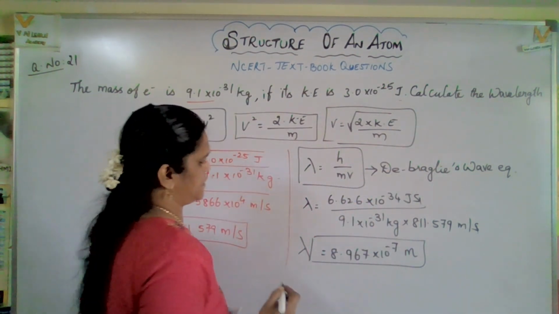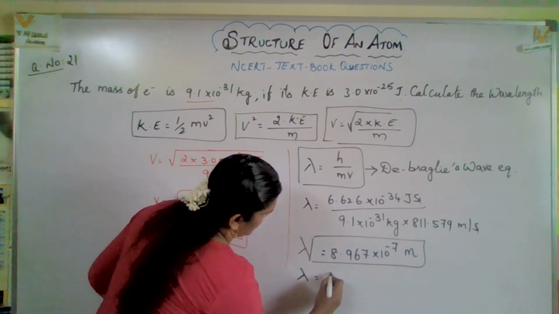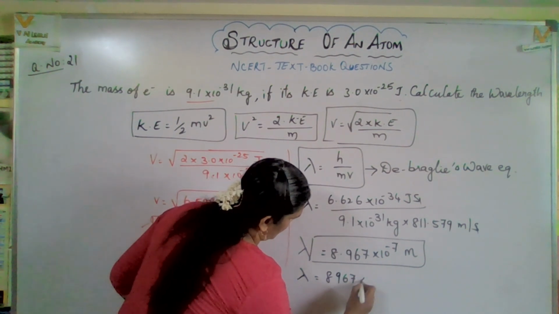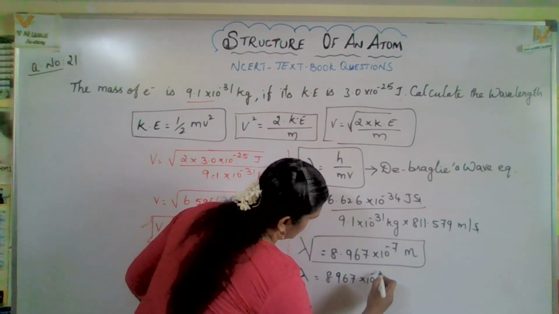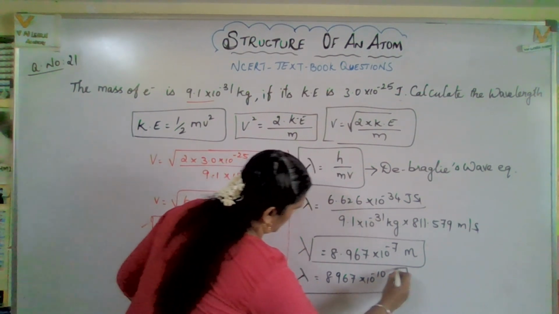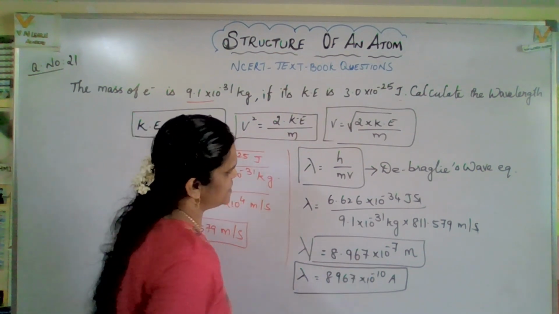Now suppose we want it in Angstrom, let us write how to write it: 8967 into 10 to the power of minus 10 Angstrom. I hope you got a clear idea how to calculate this in Angstrom and meter.